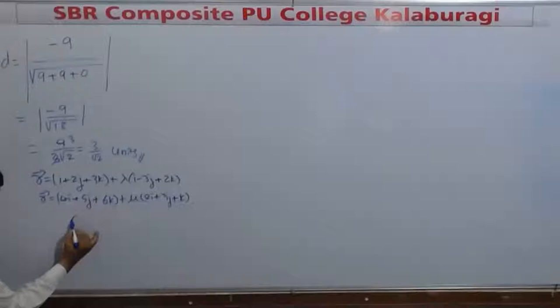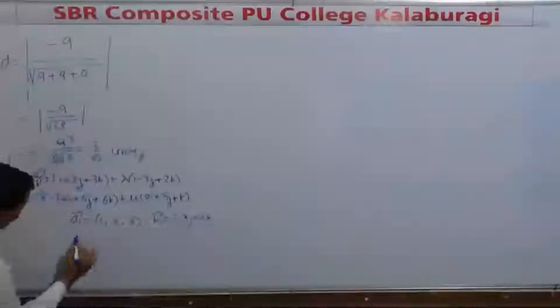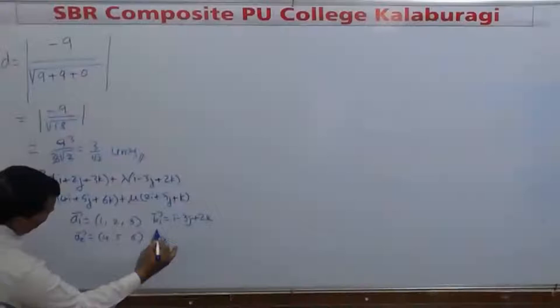Here, a1 equal to what? a1 equal to 1 comma 2 comma 3. Vector b1 equal to what? i minus 3j plus 2k. a2 equal to what? 4, 5, 6. Vector b2 equal to what? 2i plus 3j plus k.